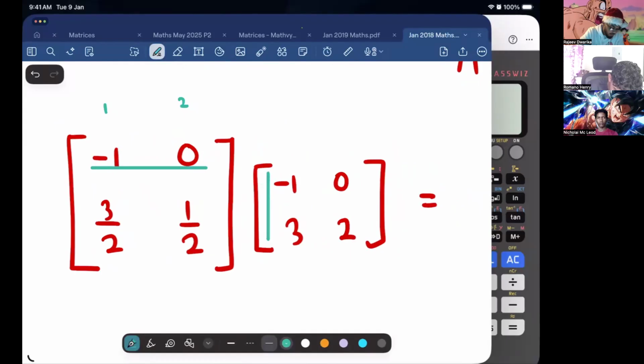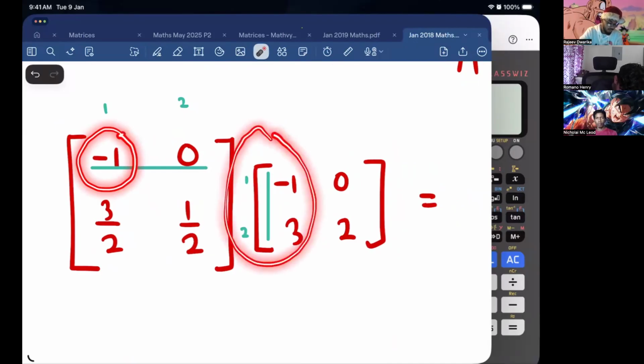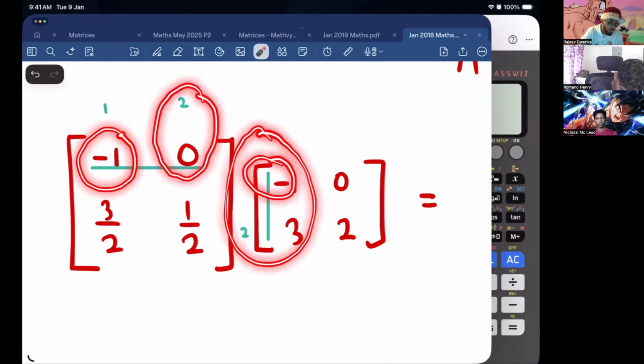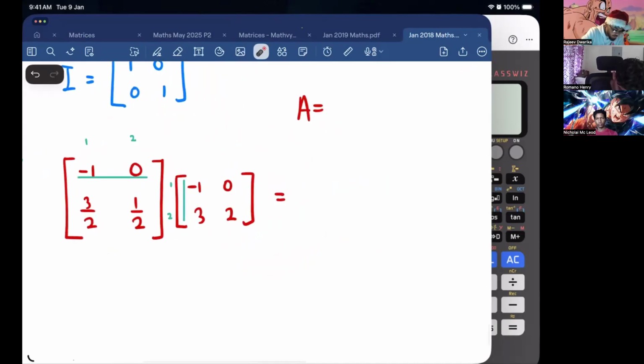What is the first element in that column? -1. What is the second element in that column? 3. Right. What are the corresponding elements? If we're talking about that row, what is the corresponding element for it in the column? Over here, -1, right? Because both of them are the first elements. And what is the corresponding element for 0? 3, because that's the second element. Are we confused? Let me know if we're confused. No, sir.